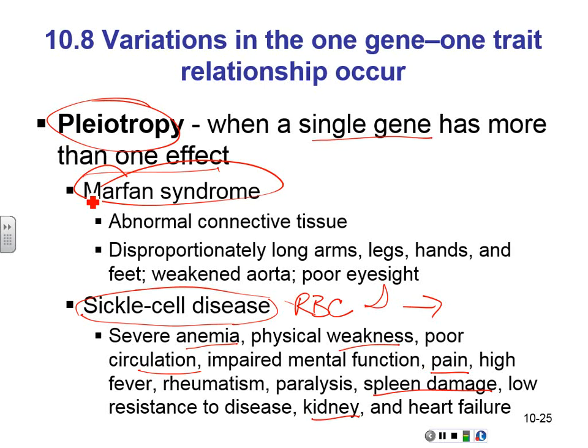There's something called Marfan syndrome, and it has to do with connective tissue, and connective tissue is throughout the body. So if you have abnormal connective tissue, then any part of your body that utilizes connective tissue is going to have an issue or a problem.